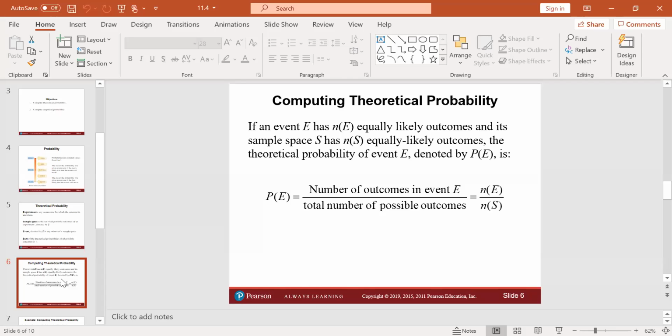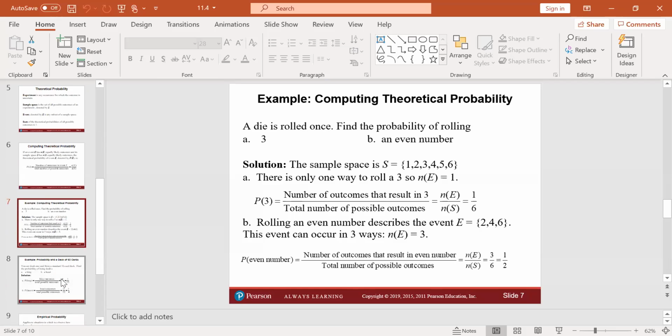So computing theoretical probability is nothing more than counting up the number of things in your event of interest that you're trying to calculate its probability and dividing by the number of things possible, the number of things in the sample space. So they stole my dice roll example. Probability of getting a 3 is 1/6. The probability of getting an even number, there's 3 even numbers out of the 6, so 1/2.